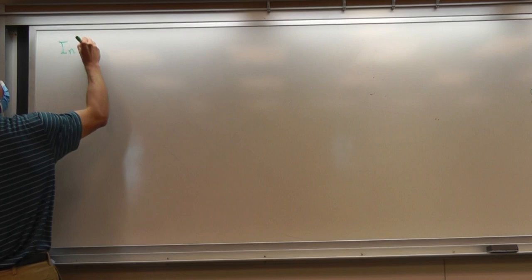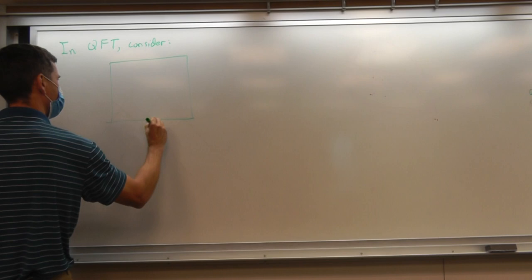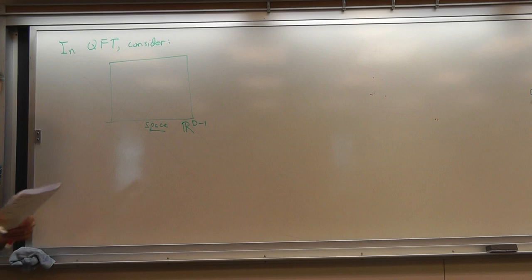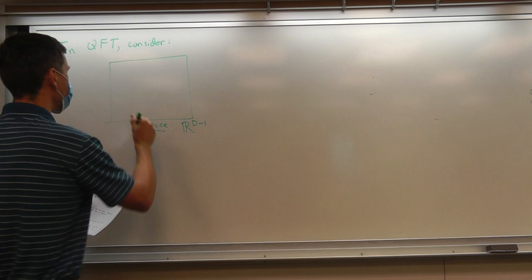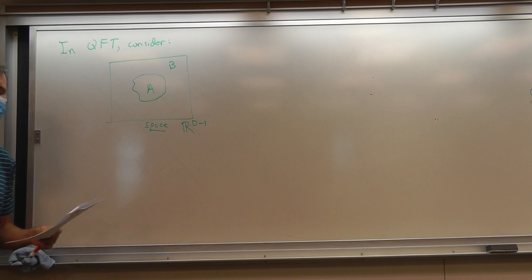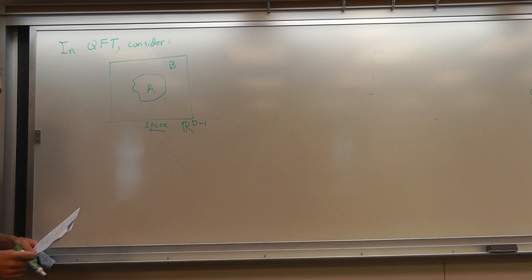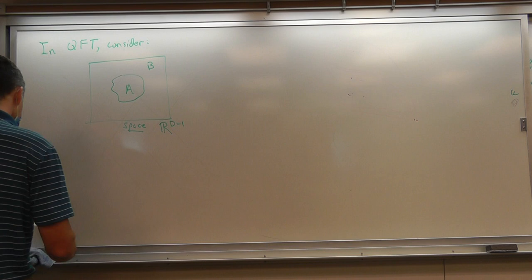Let's try the same thing in QFT. So if I draw a picture of space here, this is not space-time, this is just space. Think of this as R^(d-1), although it could be curved space as well. Then we can split space into two regions, A and its complement, B, similar to how we did in the spin chain. And the story is pretty similar, but because it's QFT, it's more complicated.